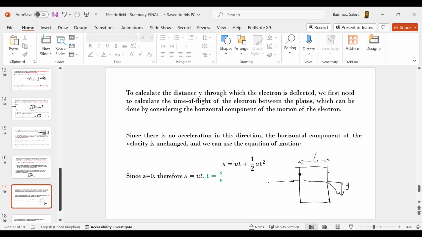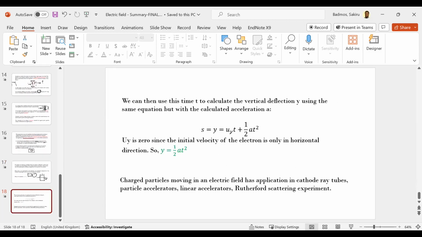So if you consider the horizontal component of the velocity, since there is no acceleration in the horizontal direction, then this part will be 0. So then we are left with that part, and I can use that to determine t. It has a velocity in that direction, because it enters with that.